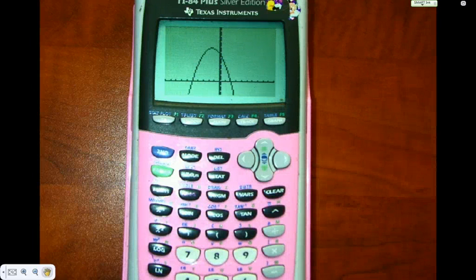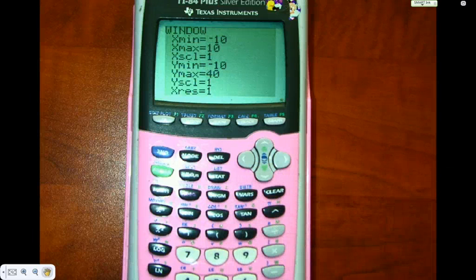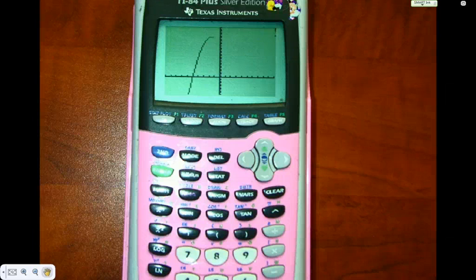Is that a better picture of the parabola? Okay, does it take up the full screen? Not quite, so we can probably get a better picture. So 20 was too high, 40 is still a little bit too low, 30. Oh, that's pretty.